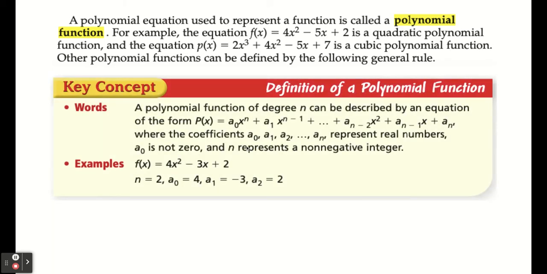So again, here is a polynomial function of degree n, and it can be described by an equation of the form p of x equals, and here is the generic form of a polynomial function listed, where a sub 0, a sub 1, and so on are just coefficients that represent real numbers. And n represents a non-negative integer, so again, this would be in decreasing order for the exponents. So this is an example, f of x equals 4x squared minus 3x plus 2. The degree of the exponent would be 2. Its leading coefficient is 4.